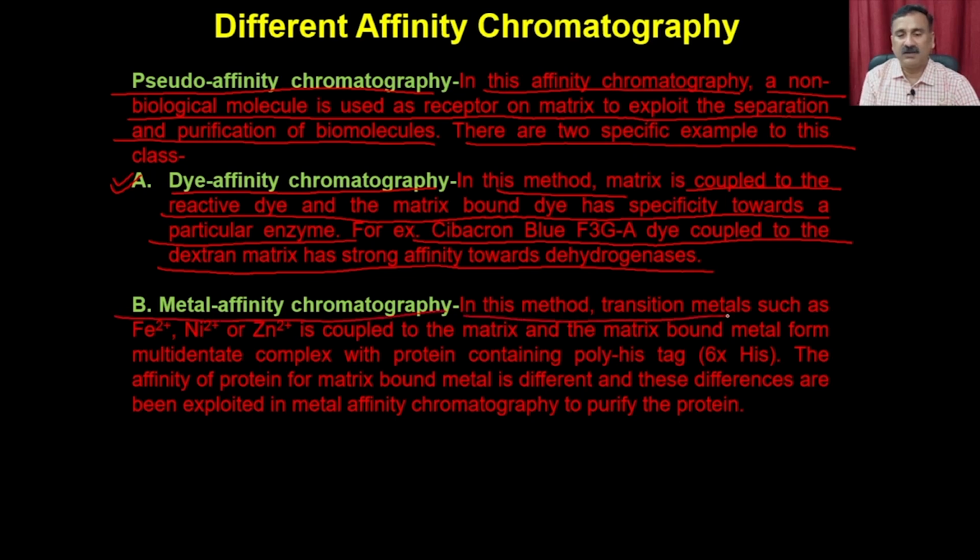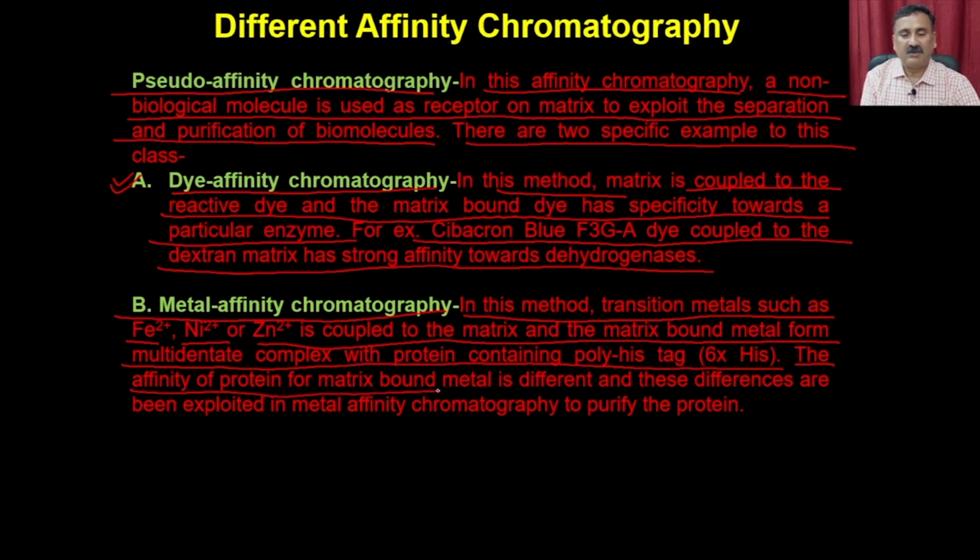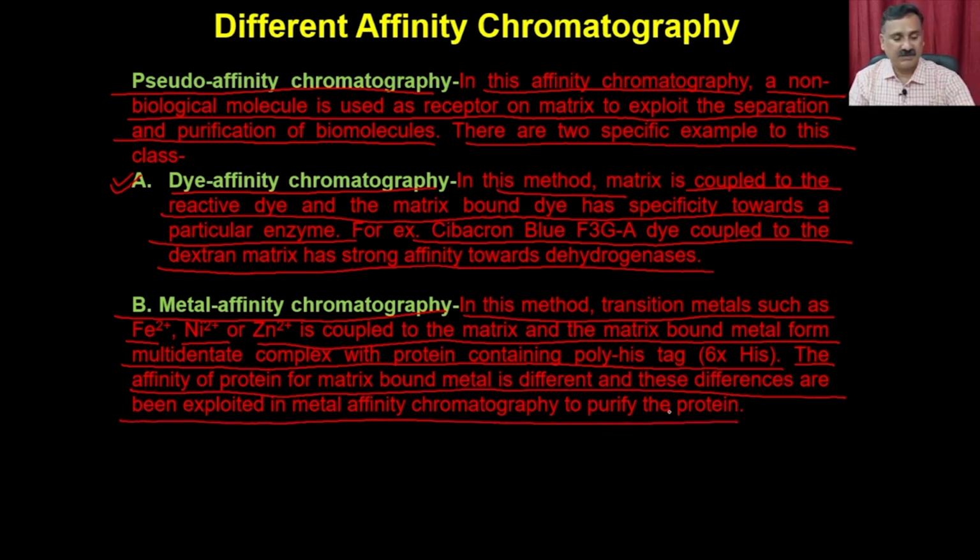In this method, transition metals such as iron, nickel or zinc are coupled to the matrix, and the matrix-bound metal forms a multidentate complex with the protein containing a polyhistidine tag. The affinity of the protein for the matrix-bound metal is different, and these differences are exploited in metal affinity chromatography to purify the proteins.